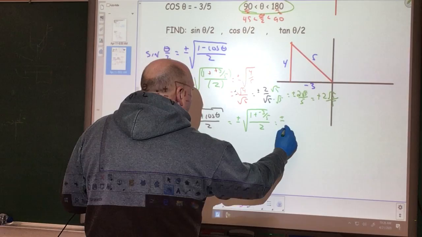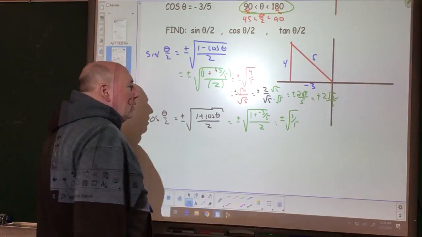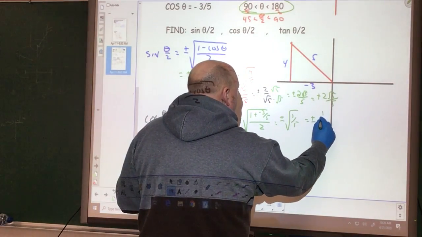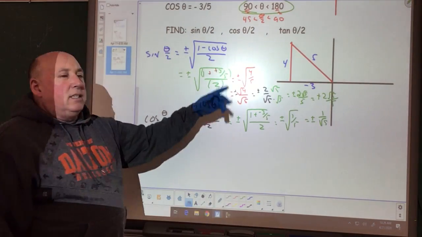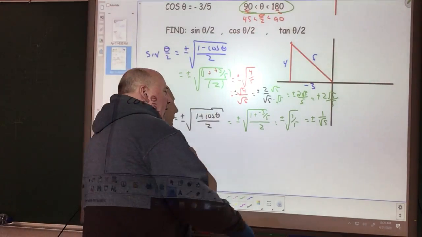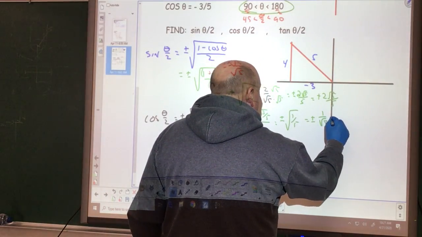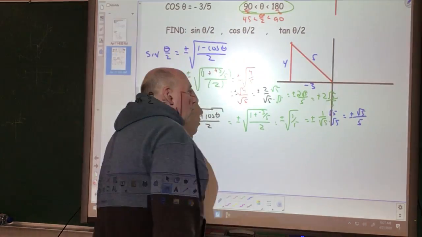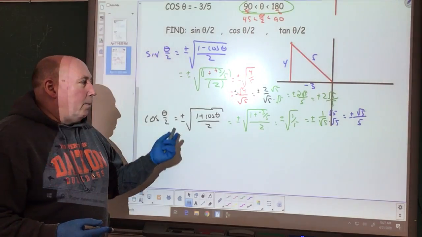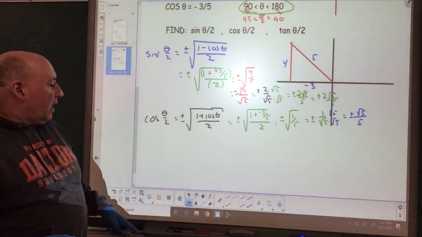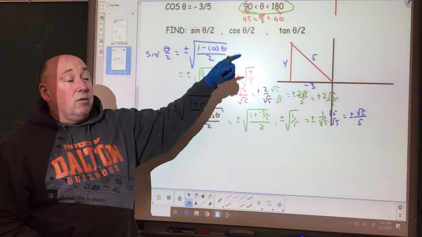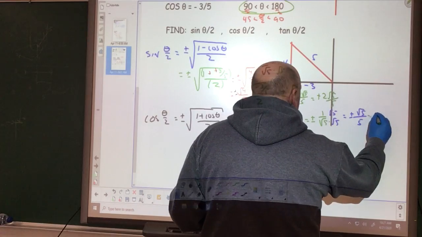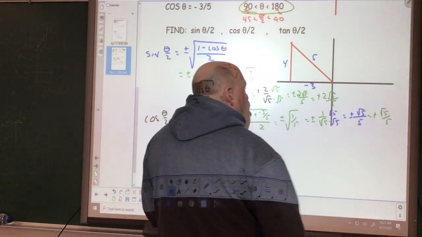So we have plus or minus the square root of 1 over 5, which is 1 over square root of 5. And then rationalizing top and bottom, we multiply by radical 5. So we have plus or minus square root of 5 over 5. Once again, we have to determine, is it positive or negative? We could take the cosine of any angle between 45 and 90, and we will come down to a positive square root of 5 over 5.